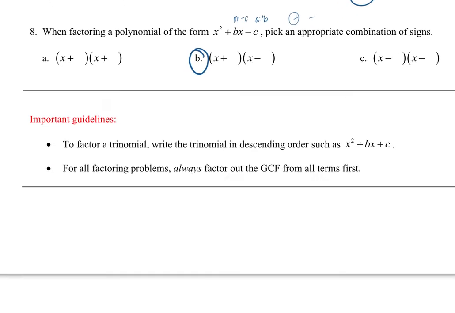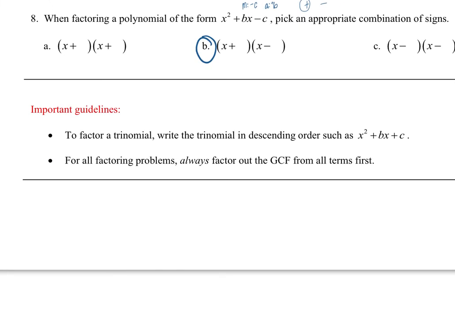Some important things to remember when factoring. You do want to make sure that your trinomial is in descending order of x squared plus bx plus c. As in, if it were 2x plus 3 plus x squared, you would want to rewrite that as x squared plus 2x plus 3. Okay, so that's what it's meaning about being in descending order.